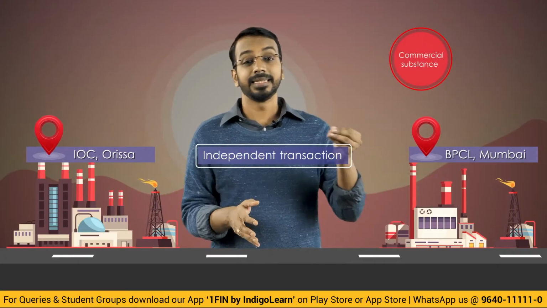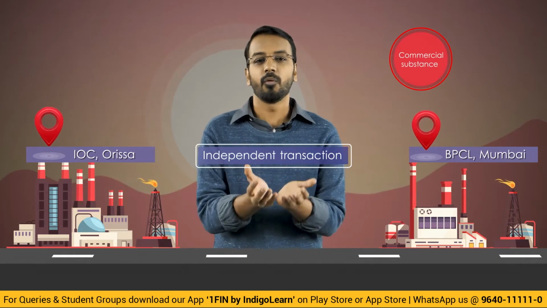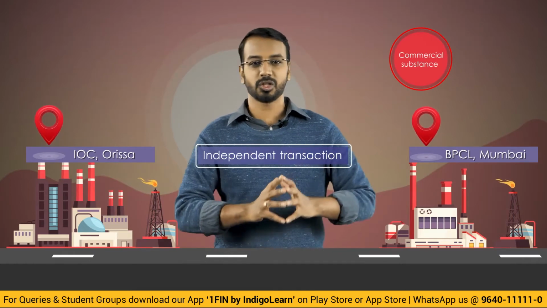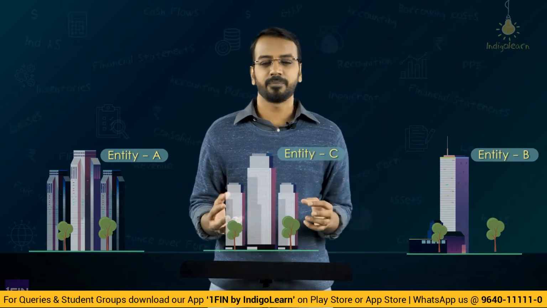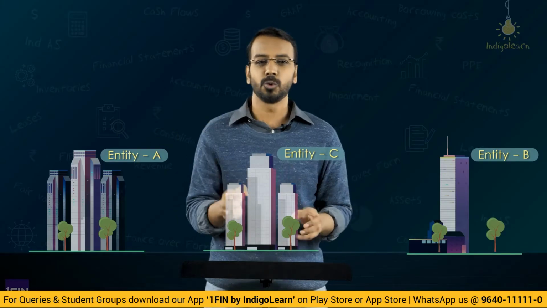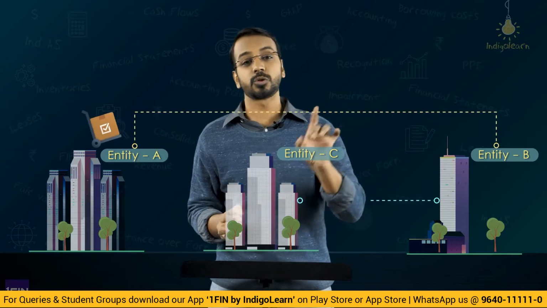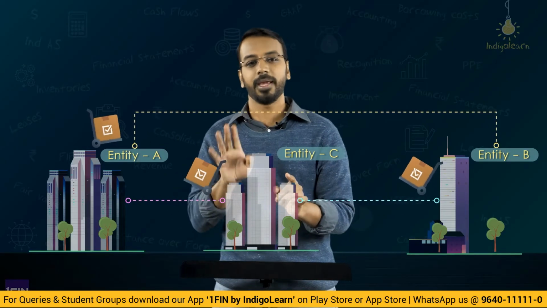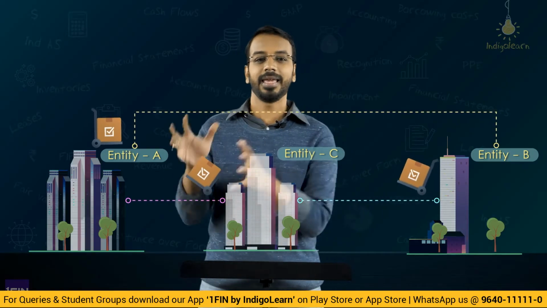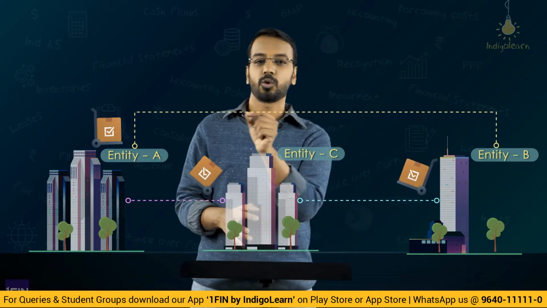If it is not an exchange transaction, and the transaction involves commercial substance, then that contract will be covered under Ind AS 115. So, what you need to understand is whether the contract has a commercial substance or not. Let me give you another example. Say we have entity A, entity B, and another entity, entity C. A sells goods to B, B sells the same goods to C, and C sells the same goods back to A. They have just routed the transaction. A has sold to B, B has sold to C, and C has sold back to A.